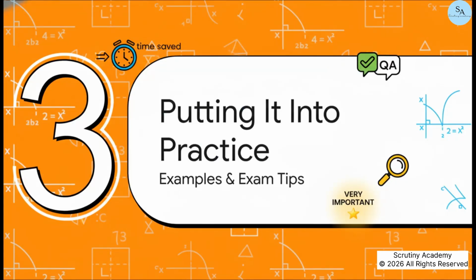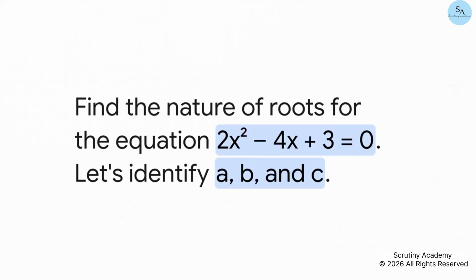Okay, theory's all good, but let's see how this superpower actually works in the real world, and how it saves us a ton of time on actual exam questions. All right, let's take a look at this first example. 2x squared minus 4x plus 3 equals 0. So what's the first step?